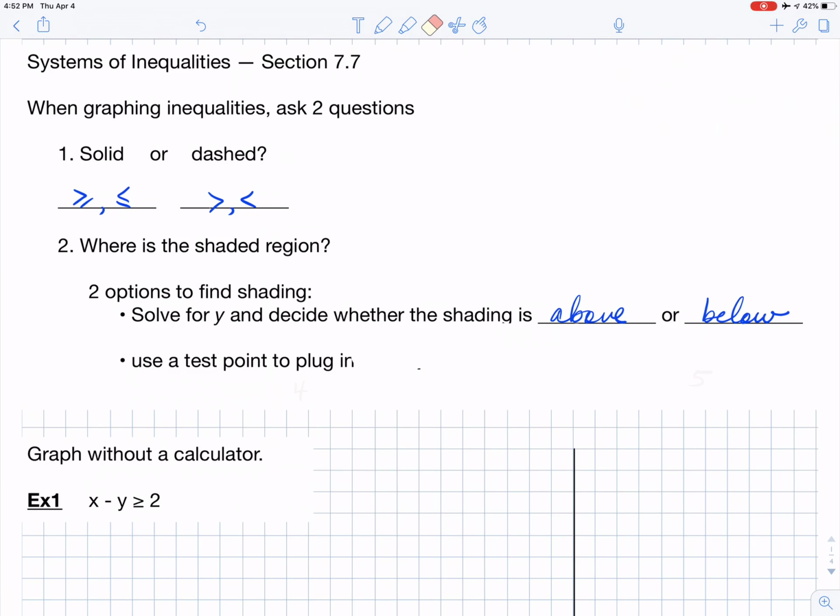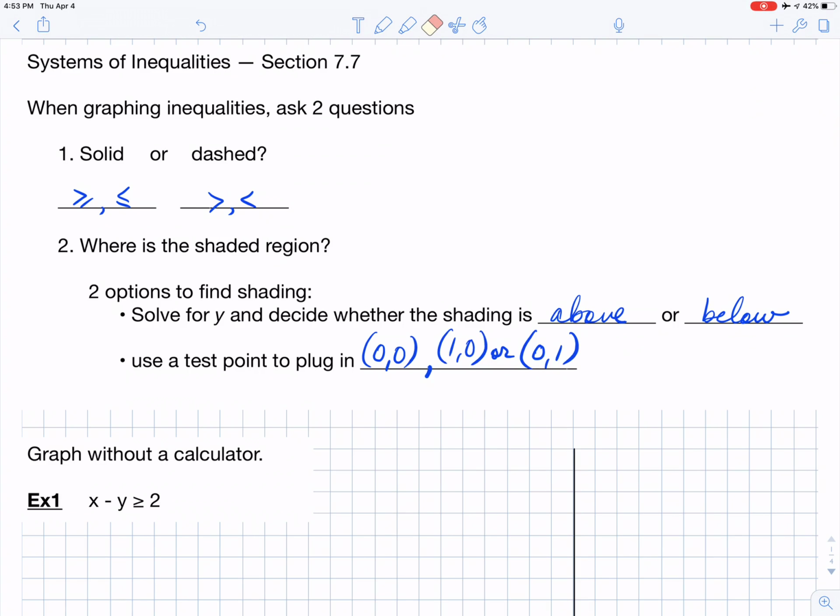But if y is not alone, use a test point to plug in to see if it provides a true or false statement. My favorite test point to plug in is (0, 0) because it's so easy to plug in zeros, but it's not always an option. So if (0, 0) is not an option, then I would use either the coordinate (1, 0) or (0, 1).